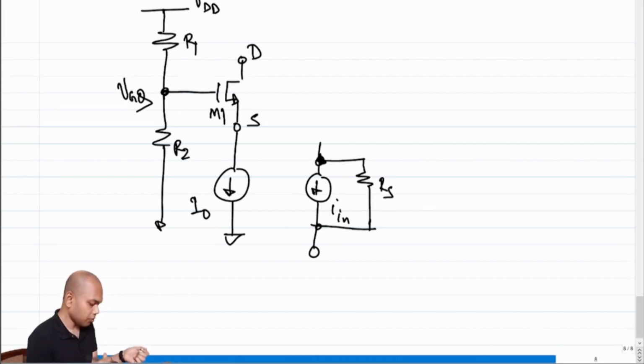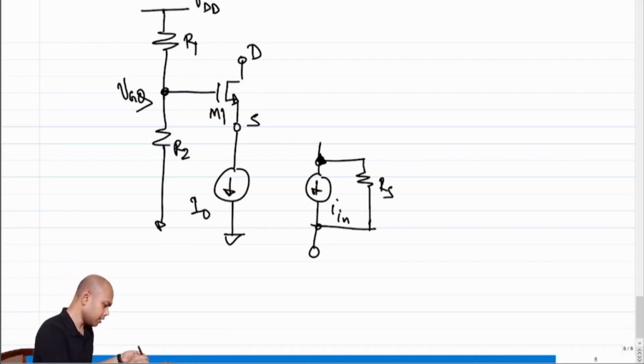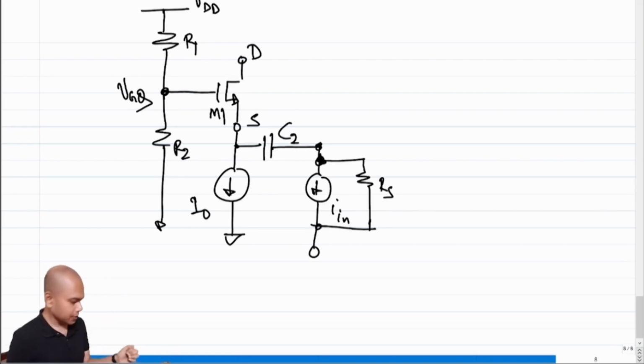So how do you propose I connect the input to the source? Can I simply connect the incremental input to the source? I cannot, because now the incremental input has a resistance Rs, and that will load the DC picture, and all the same story will happen. So what is the best way to go about doing it? The best way is basically to put a coupling capacitor. Let's call this C2.